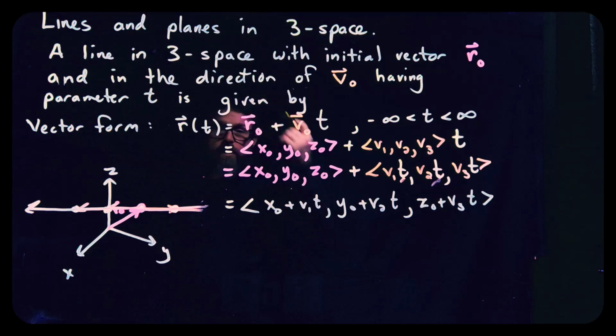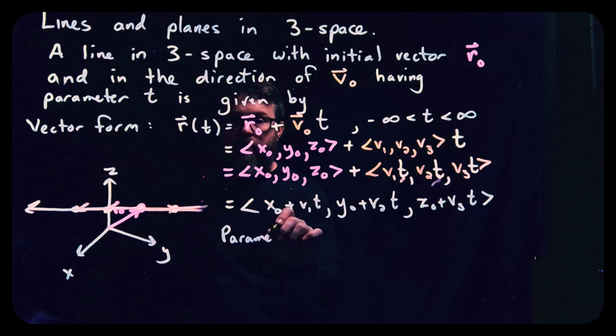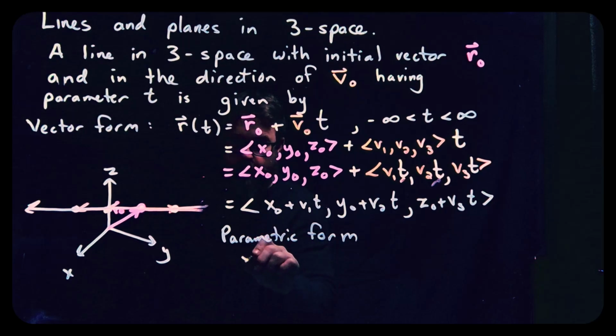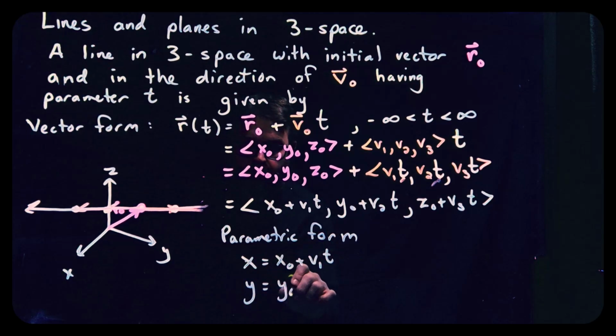Which allows us to write this in a parametric form just by isolating its components. Like the first component, your x component, is going to be equal to x naught plus v1t. Your y component is your y naught plus v2t. And then finally, your z component is going to be equal to z naught plus v3t.